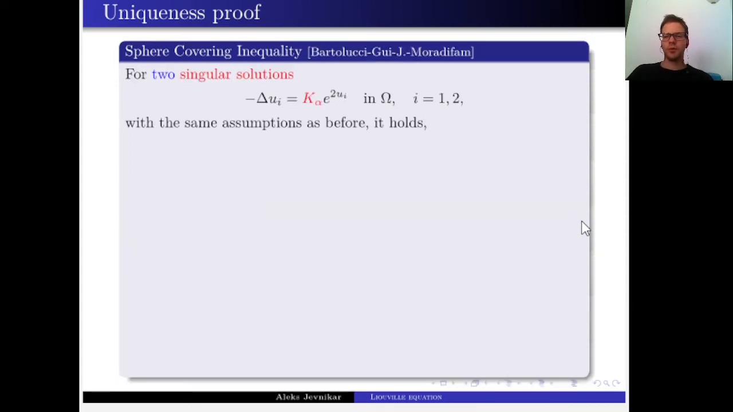What we proved is a singular version of it. So suppose you have two singular solutions. We add some singular term in front of the nonlinearity, with the same assumptions as before. So you have two different solutions which agree on the boundary. Then what you show is the singular version: the total area of the sum of the two solutions will be bounded from below by the area of the American football.